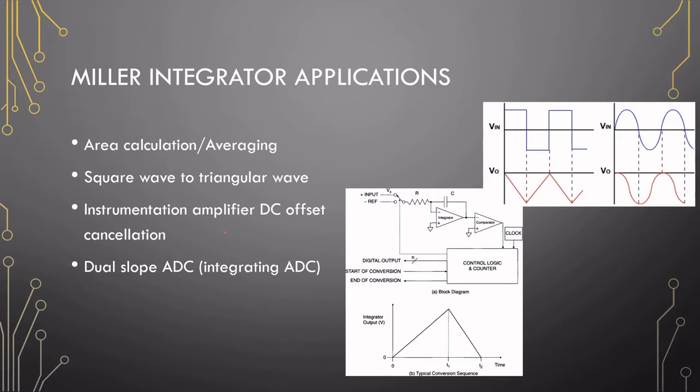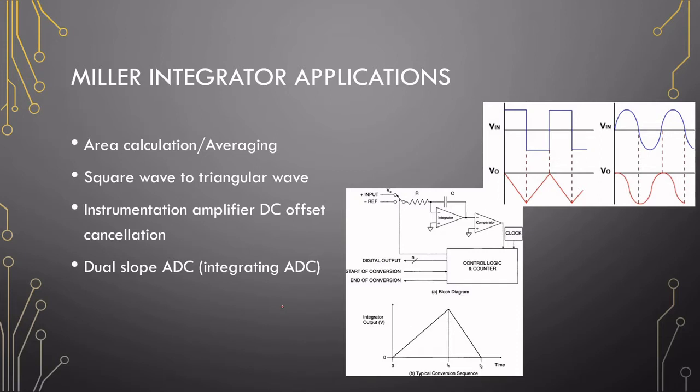We can also use the integrator to cancel DC offsets, like we did in the instrumentation amplifier in one of the first videos in this series. And one of the most typical applications for the Miller integrator is the dual slope ADC or the integrating ADC, where the input gets integrated and then the reference voltage gets integrated, and they use the time for the integration to determine what the voltage was inputted into this ADC.